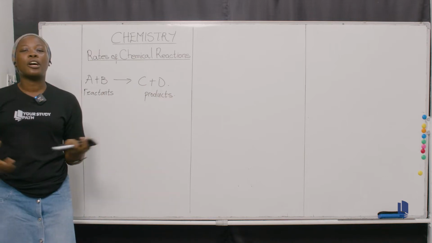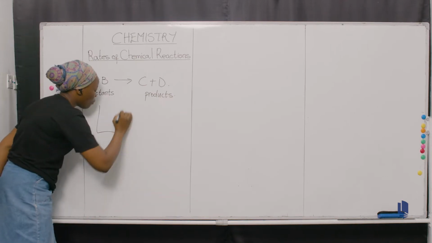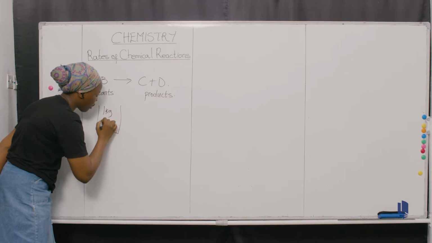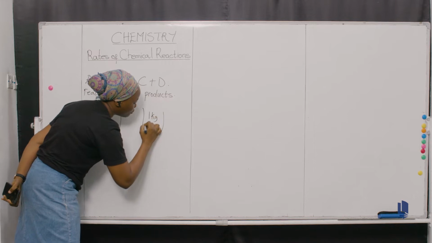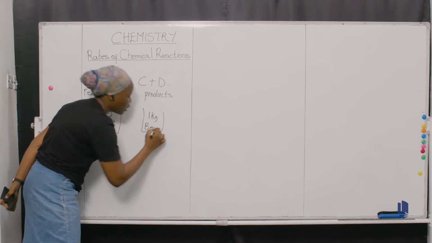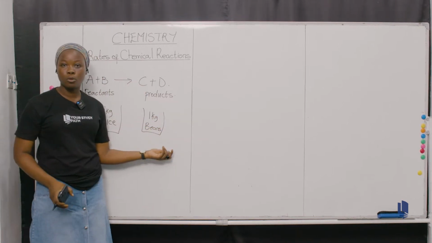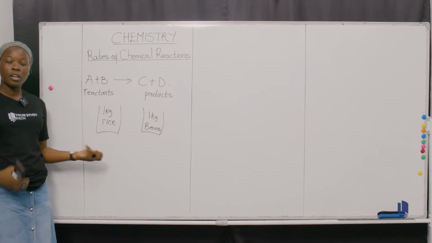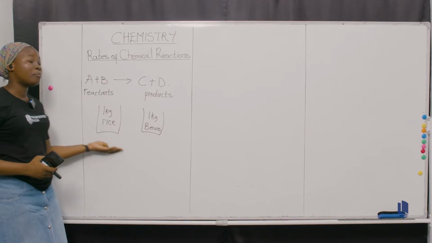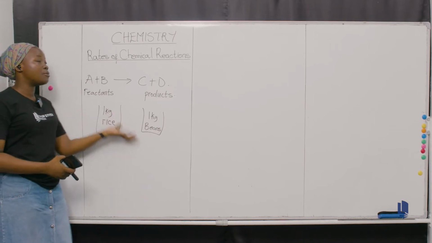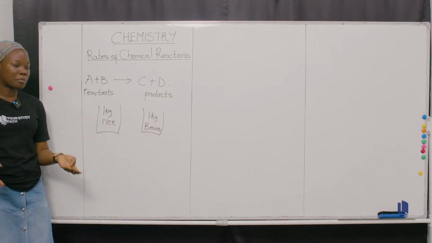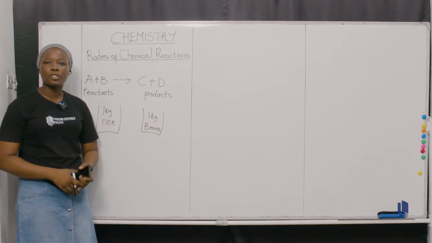Have you ever wondered why 1 kg of rice and 1 kg of beans, the beans will take more time to cook than the rice, regardless of them being the same quantity? Reason why? Because there is a difference in their rate. That means there's a difference in rate of reaction.